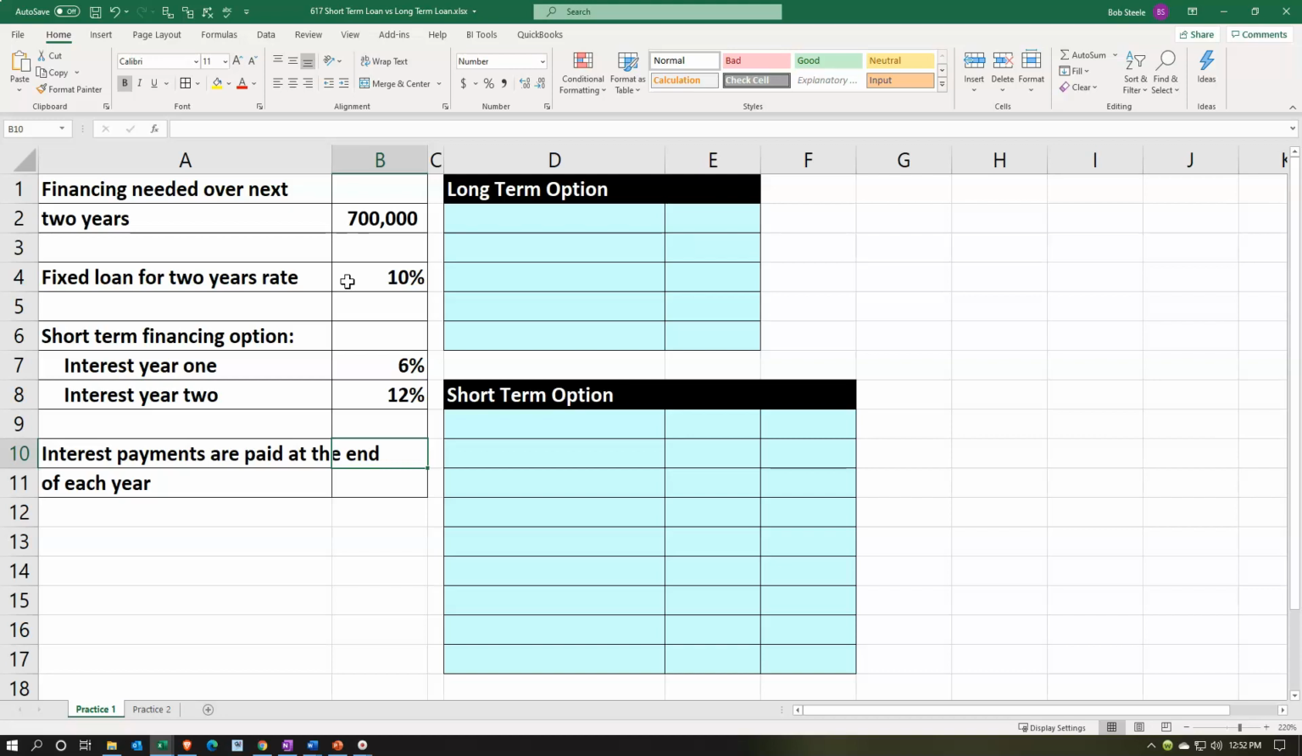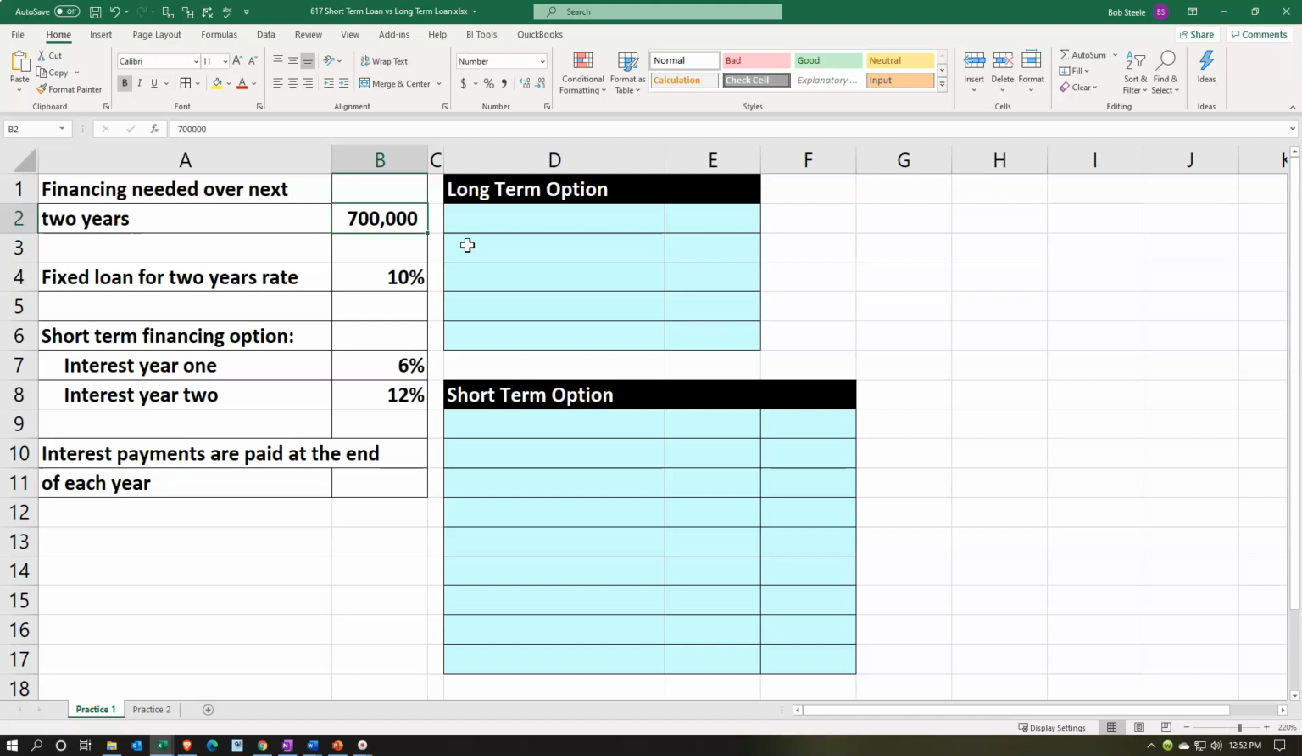Loans can be set up, however, in a bunch of different types of ways. We're going to assume here that the interest payments are going to be paid at the end of each year, and then we're going to pay the loan back at the end of the 2-year term, because we borrowed the loan for the 2-year term. So we borrowed the $700,000. We're going to be paying back interest at the end of each year, just interest, not principal, as you typically do for a mortgage or something like that, where you pay both principal and interest.